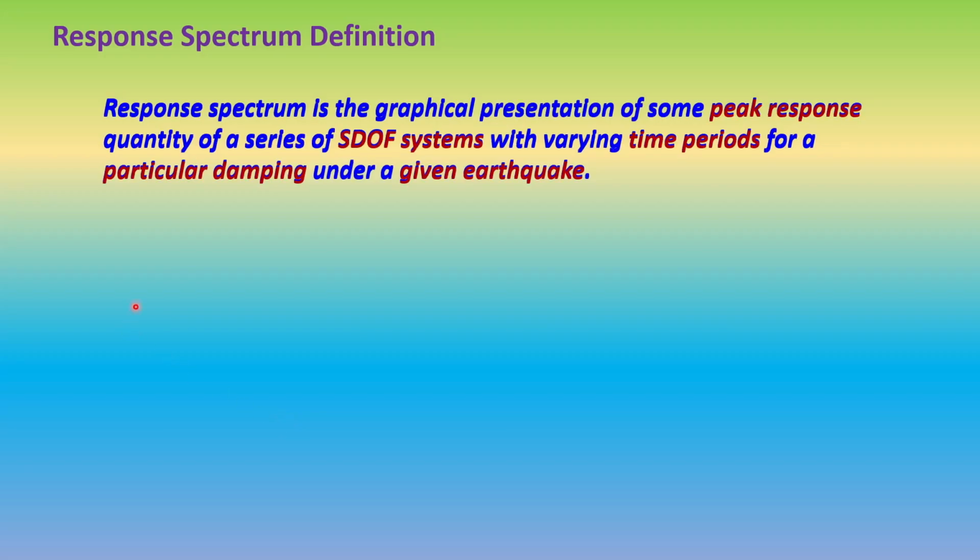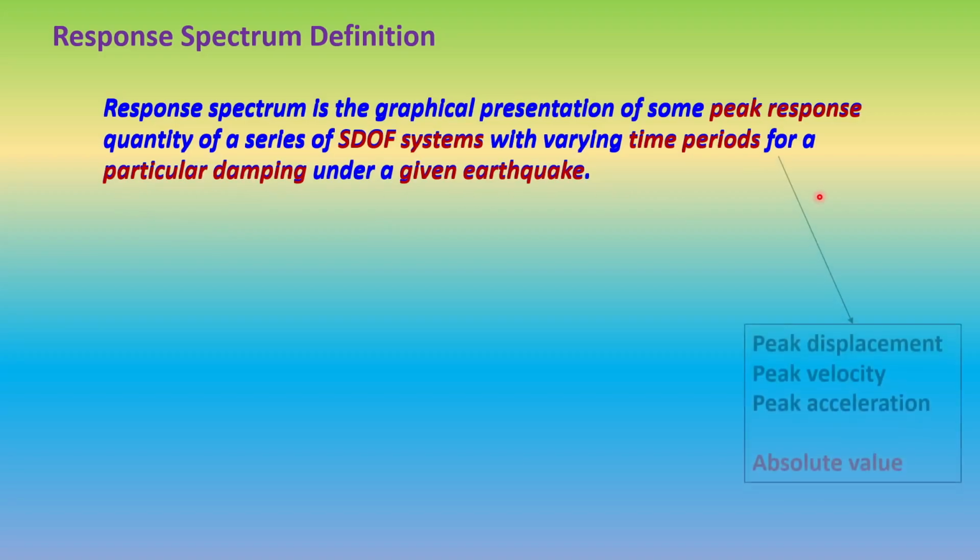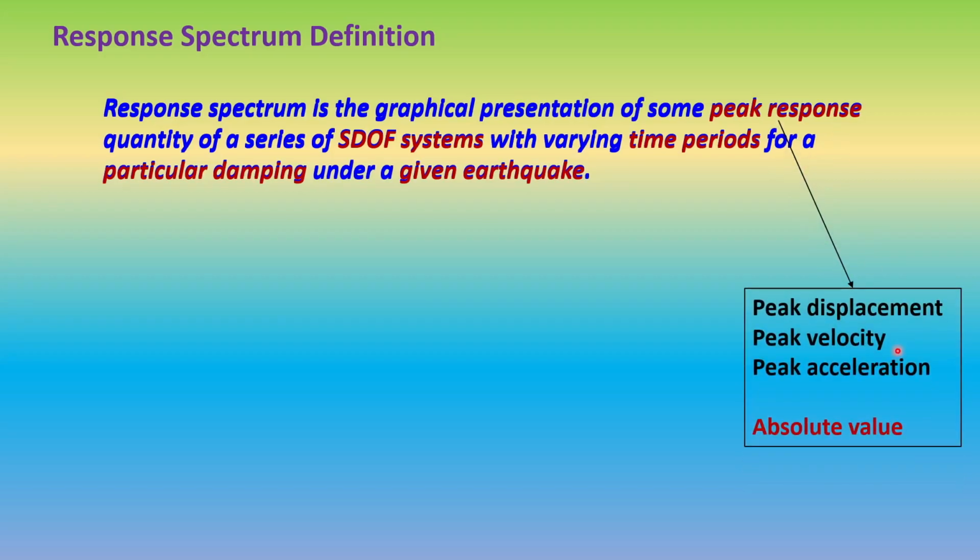Let us take these terminologies. Peak response, then single degree of freedom system with varying time periods and a particular damping, and it is under a given earthquake. So one by one let us see. Peak response can be the peak displacement response, or peak velocity response, or peak acceleration response. Now all these parameters can be positive or negative based on the time. For causing destruction in the system, the positivity and negativity will not matter. It is the magnitude that will matter. So we take the absolute values of these peak responses. Peak displacement, peak velocity, and peak accelerations will always be positive because we shall be taking the absolute value of the parameters.